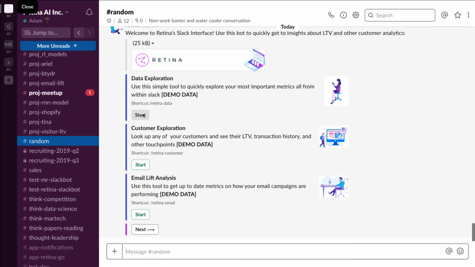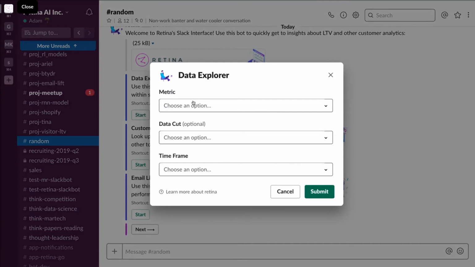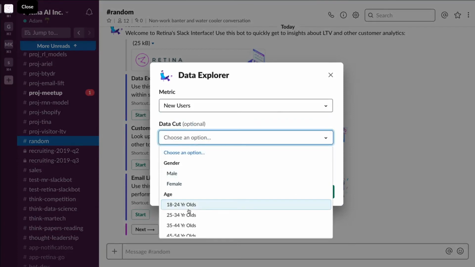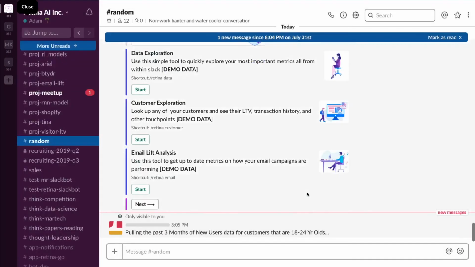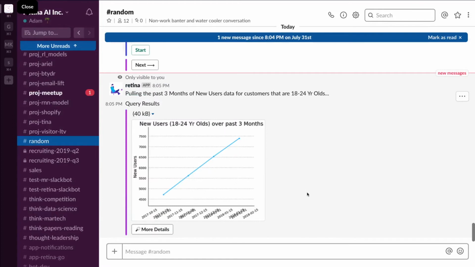So an easy one that makes sense is you want to explore your data. Okay, which metric are you looking at? Let's look at the new users from 18 to 24-year-olds over the last 3 months. And obviously this is just a very simple SQL query on the backside, but for people who don't know what that's like, this is a much easier interface. You kind of just pull it up and it's very informative. Wow, our business is doing amazing. Thank you so much.